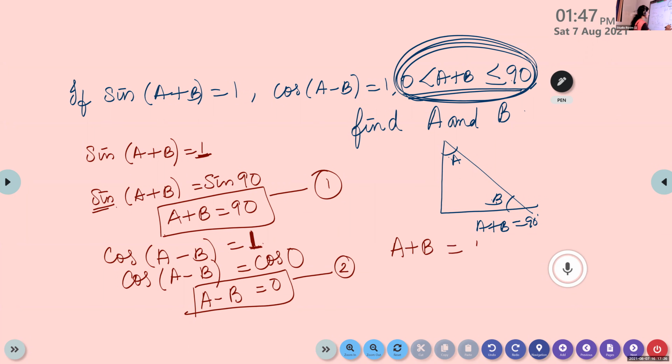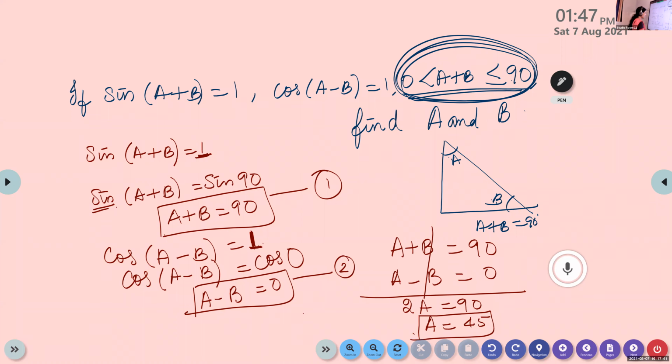A plus b is 90. A minus b is 0. Now when we add this, we'll get 2a is 90. Therefore, a is 45. If a is 45, what is b? A plus b is 90, therefore b is 90 minus a, which is 45. B is also 45.